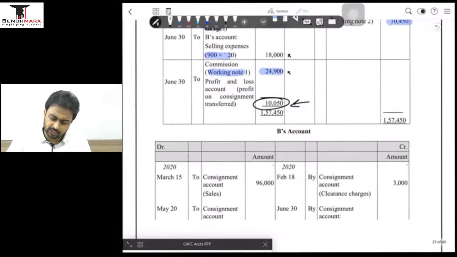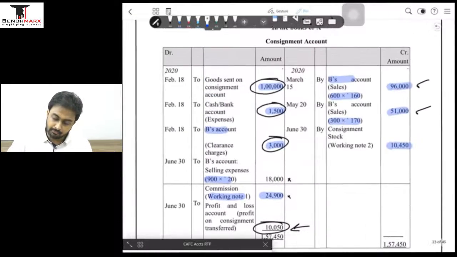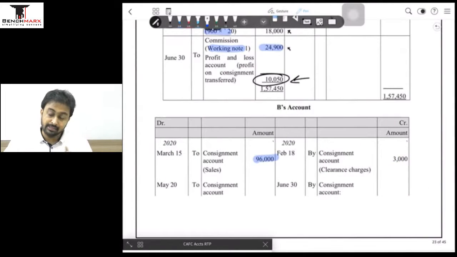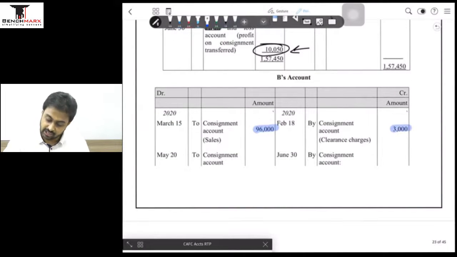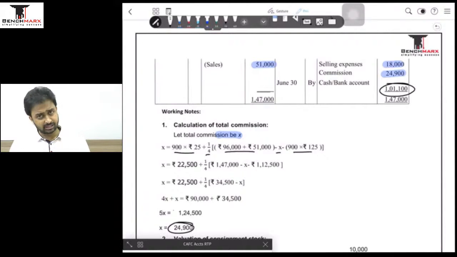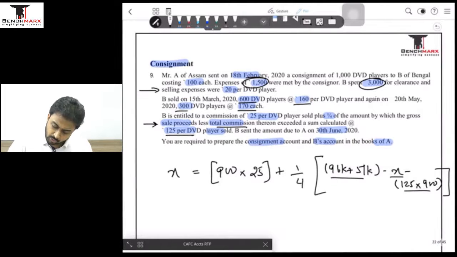And then simple posting in the consignee account. First I'll make him my debtor for goods sold. I'll again make him my debtor for second lot of goods sold. Then I'll keep on making him my creditor for his expenses. I'll make him my creditor for the commission due. I'll again make him my creditor for S&D expenses, and the question mentioned that the amount is received, so balancing figure by balance के बदले I will have by cash bank, because the question mentioned I think here that the amount is B has sent the amount due, तो अपना पैसा मिल चुका है.